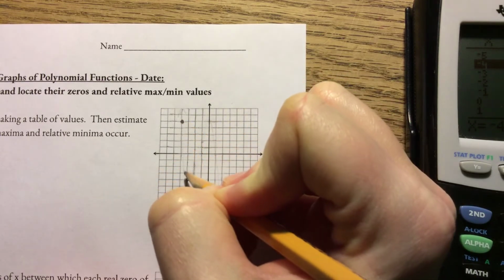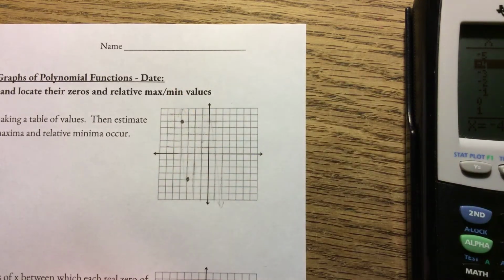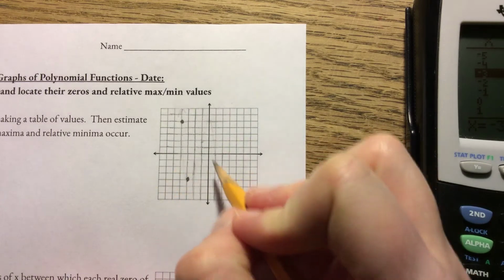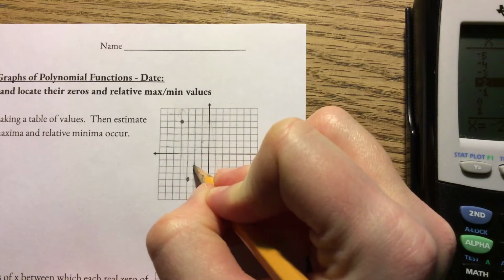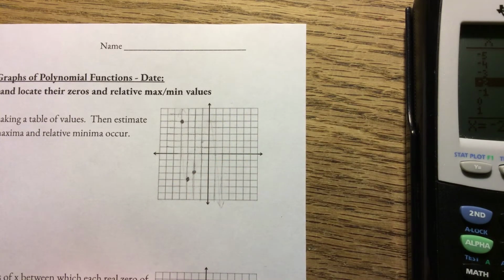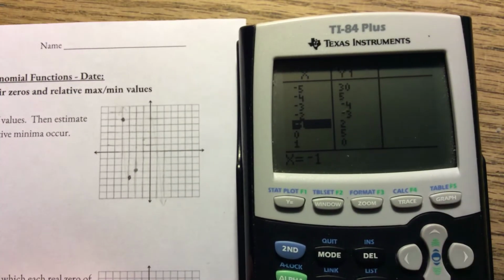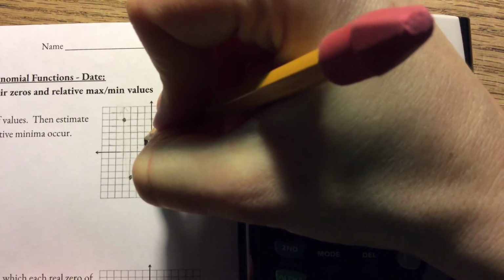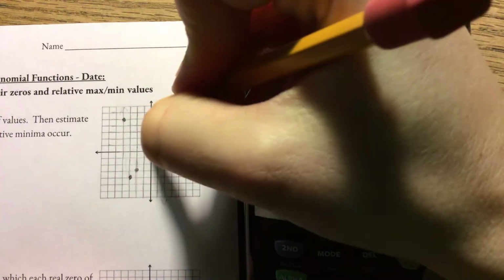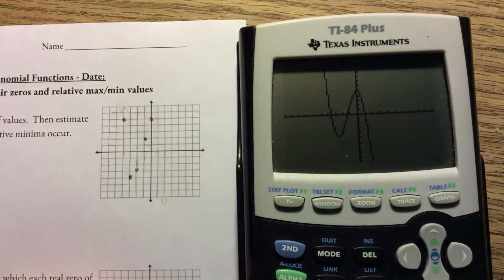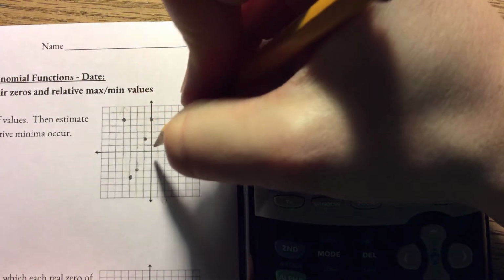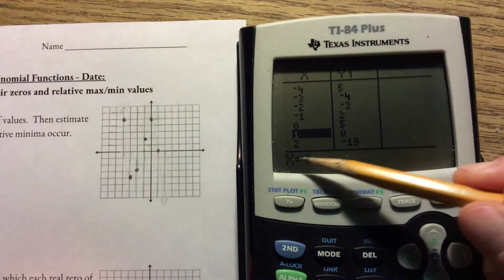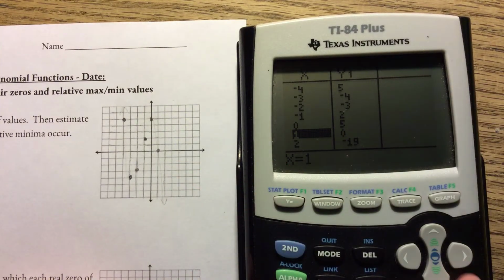So you can see the graph is going to cut through the x-axis there and go all the way down. Negative 2, negative 3. Sorry you couldn't see those. Negative 1, 2. So that's going to be right here. 0, 5. 1, 0. And then the next one is 2, negative 19. So that's obviously off my graph here.